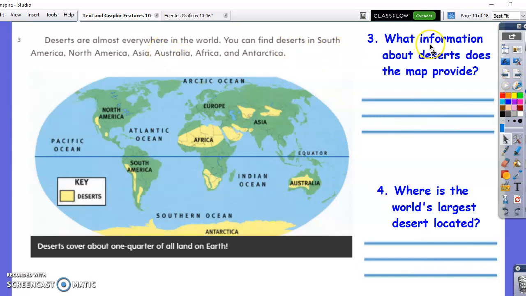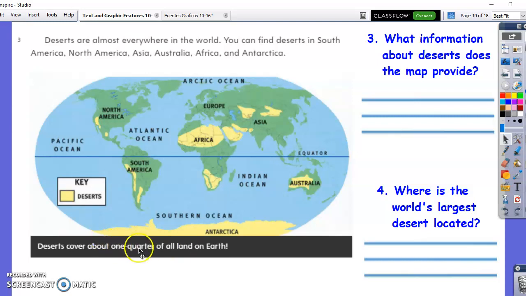Number 3, what information about deserts does the map provide? It says deserts are almost everywhere in the world. You can find deserts in South America, North America, Asia, Australia, Africa, and Antarctica. So therefore, the map shows you all those areas. The map is showing you where to find deserts in the world. And then it says down here in the caption, deserts cover about 1/4 of all land on Earth. That would be a good question you would see. How much of the Earth is covered with deserts?